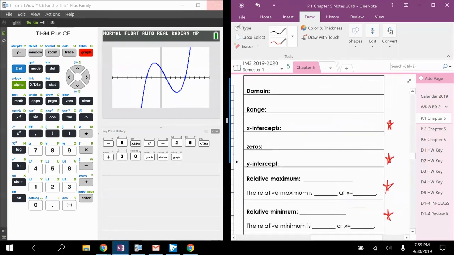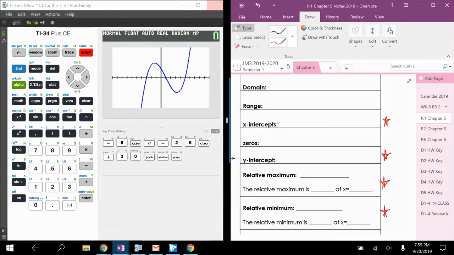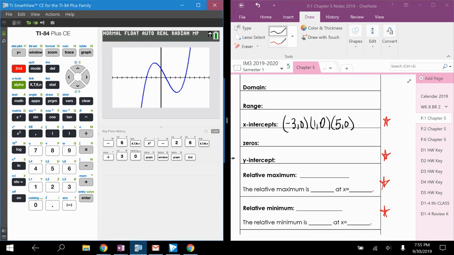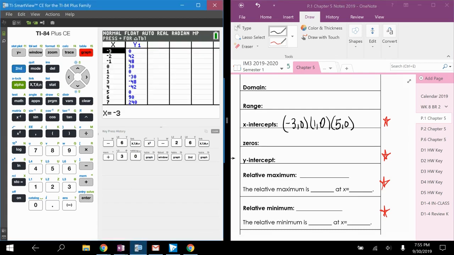There it is. Let's find our x-intercepts. Our x-intercepts look like we're at negative 3, 0, positive 1, 0, and positive 5, 0. You can see that by just looking at the graph itself, or you can press second graph, which is the table, and you'll see that at negative 3 you have a 0, at 1 you have a 0, and at 5 you have a 0.